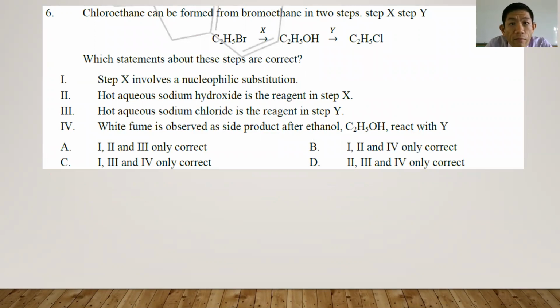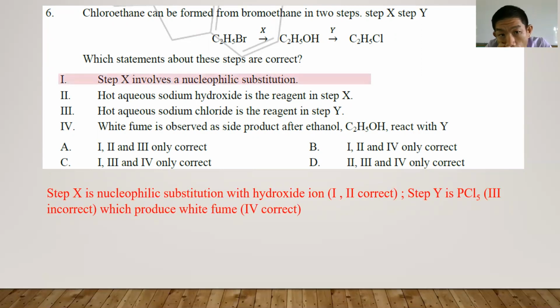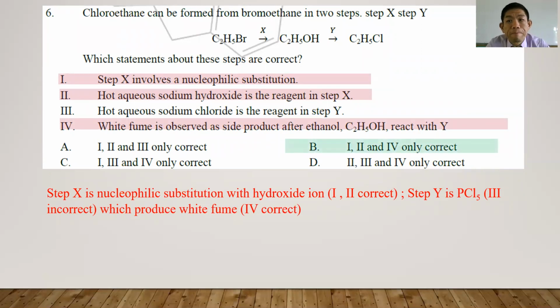Number 6, chloroethane can be formed from bromoethane in a 2-step reaction, X and Y. Which statements about these steps are correct? Number 1, step X is a nucleophilic substitution reaction, which is true. Number 2, hot aqueous sodium hydroxide is the reagent of X, which is correct. You react with sodium hydroxide under reflux to form alcohol. Number 3, hot aqueous sodium hydroxide is the reagent in Y, which is not true, because for Y you use either thionyl chloride or phosphorus pentachloride. Number 4, white fumes are observed as a side product after ethanol reacts with Y, which is true. So the best answer here is 1, 2, and 4, also B.